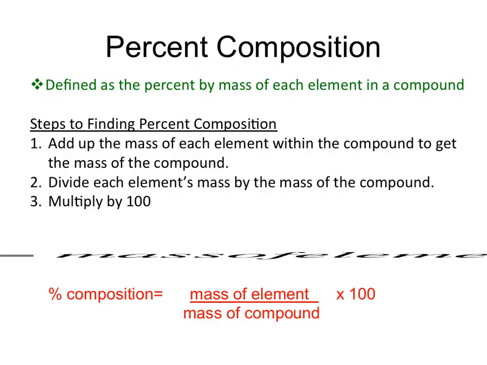Percent composition is defined as the percent by mass of each element in a compound, or as seen in the last slide, a mixture. The steps to finding percent composition are really easy. The first thing you're going to do is add up the mass of each element within the compound to get the mass of the compound. This is the molar mass that we have calculated in earlier times. We're then going to divide each element's mass by the mass of that compound and multiply it by 100. At the bottom you can see the formula that we're going to use.